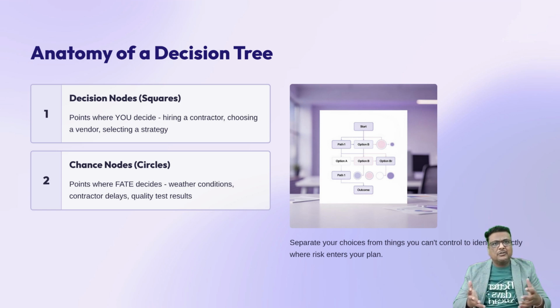Let's look at a dummy story. Imagine you are deciding whether to host an event indoors or outdoors. The square is your choice. The circle is a 30% chance of rain. By separating your choices from the things you can't control, you identify exactly where the risk enters your plan. Now, while knowing the symbols is a great start, we need to put some numbers on those branches to see which path is the winner, which leads us straight into the world of assigning probabilities and costs.